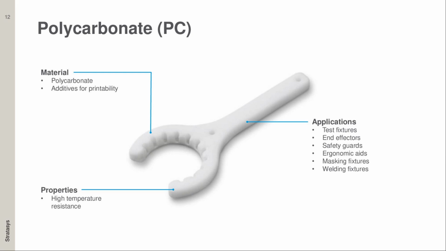So if you are in a factory and you need something that needs to go up to a little bit higher temp, but you still need some strength, but you don't want to go with the super exotic materials like Ultem or PEX, polycarbonate is a great middle of the road material. Again, it can be used anywhere: test fixtures, end effectors, safety guards, ergonomic aids, welding fixtures, things like that.